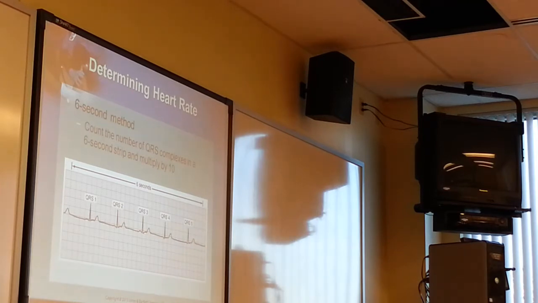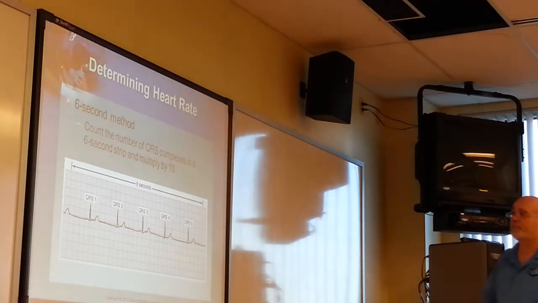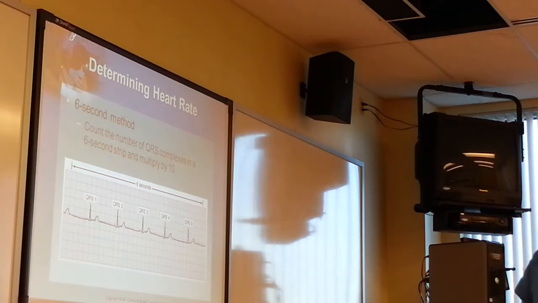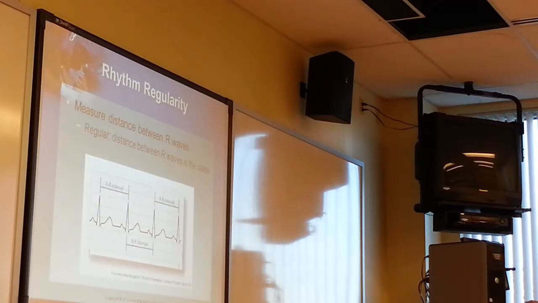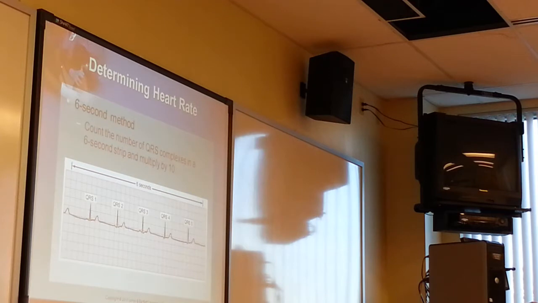The 6-second method. Count the number of QRS complexes in a 6-second strip and multiply by 10. Okay, so what's the heart rate? 50. That's one way of doing it, right? So, 6 seconds.